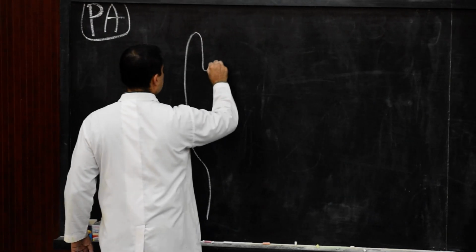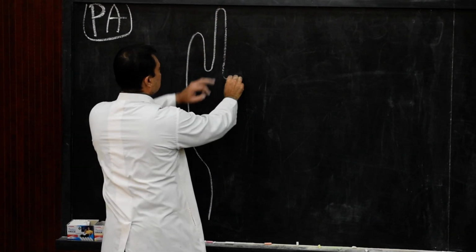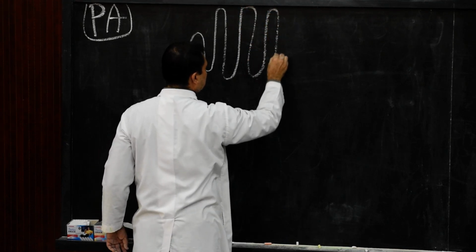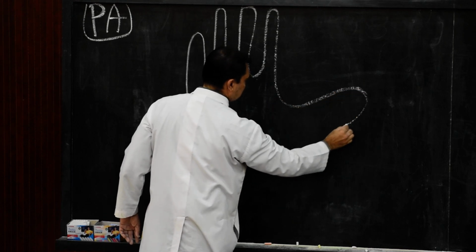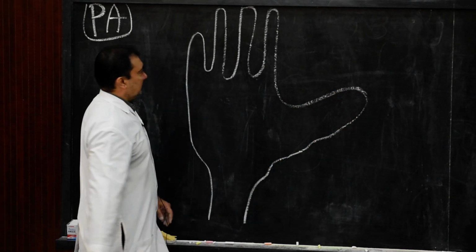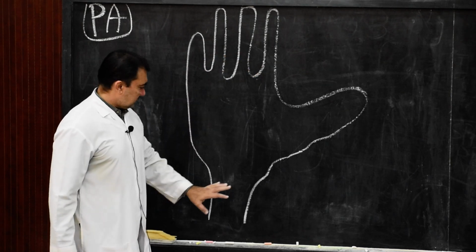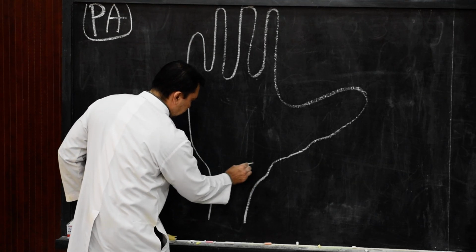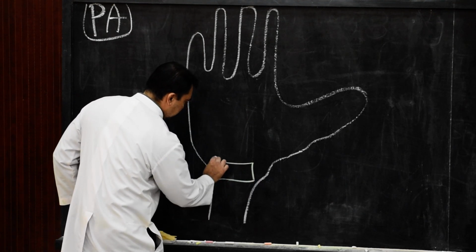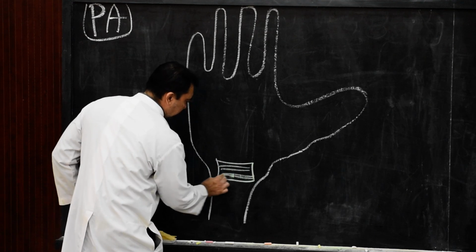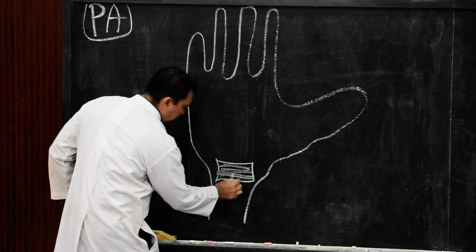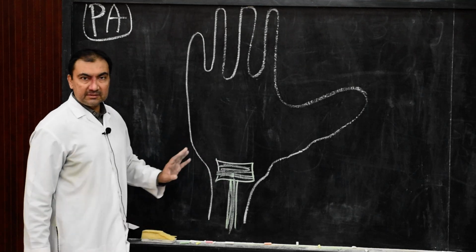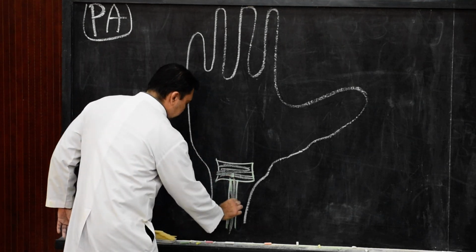This is the ring finger, the little finger, ring finger, the middle finger, and then the index finger, and then we show the thumb. So index, middle, ring and little finger, palm, and here we are going to show the flexor retinaculum. At this point we show the flexor retinaculum. So this will be the flexor retinaculum, and proximal to it we show the tendon of the palmaris longus muscle.